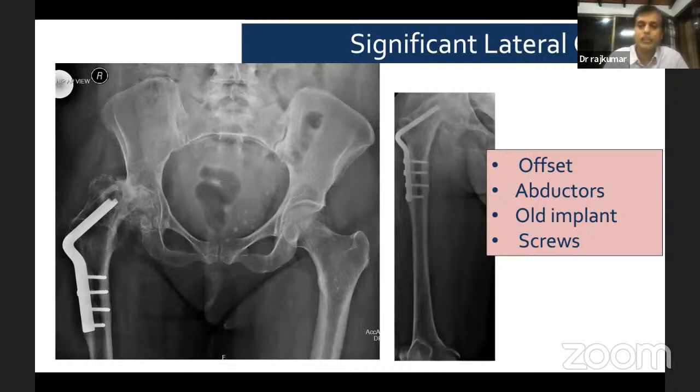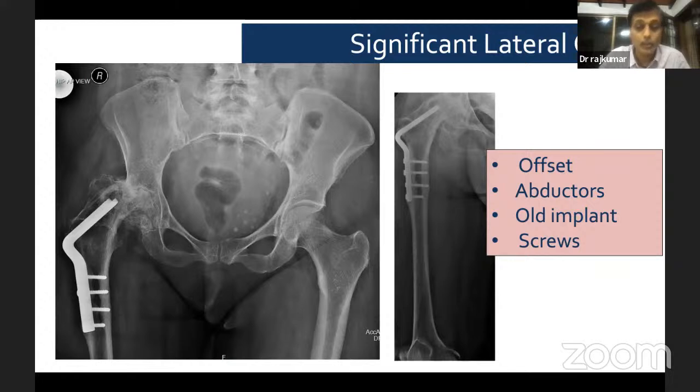Okay, so this is the first case which I have put here. So what is this case? Look at the case. That is an old trauma, and some osteotomy has been done for that fracture, and a very, very angled blade plate, very odd plate, which has been used many years back. So because of this very old fracture, then malunion, then this different kind of plate, look at the trochanter here, look at the abductors, look at how much the whole trochanteric region has been lateralized.